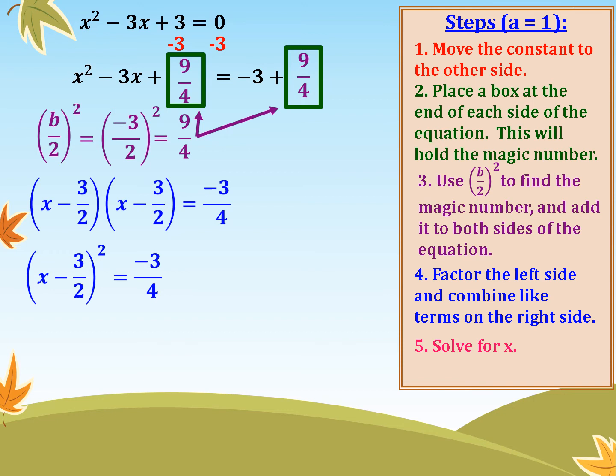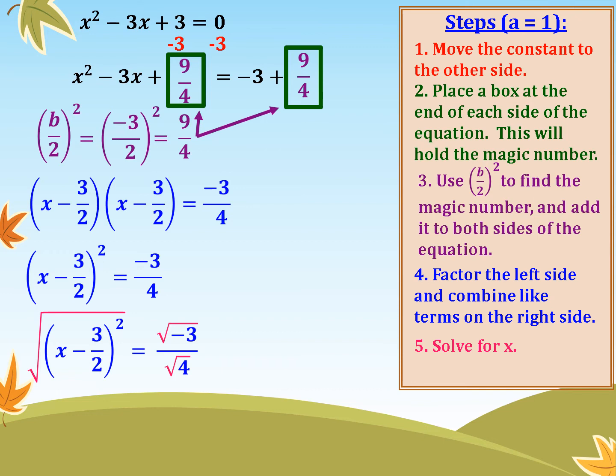Now, since I'm solving, here's kind of where we hit the fork in the road. If we're solving, we take the square root and simplify. But if we're changing to vertex form, once we get to this step, we're going to bring the constant back over and set it equal to y. But for now, first of all, we're going to solve. So I do that by taking the square root of each side. So when I look at the left side, that just becomes x minus 3 halves.